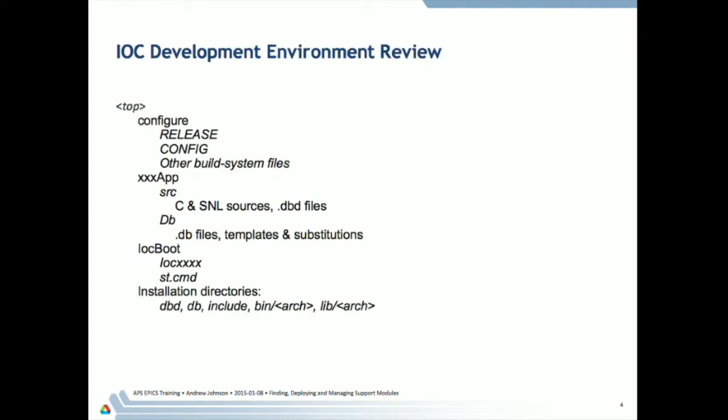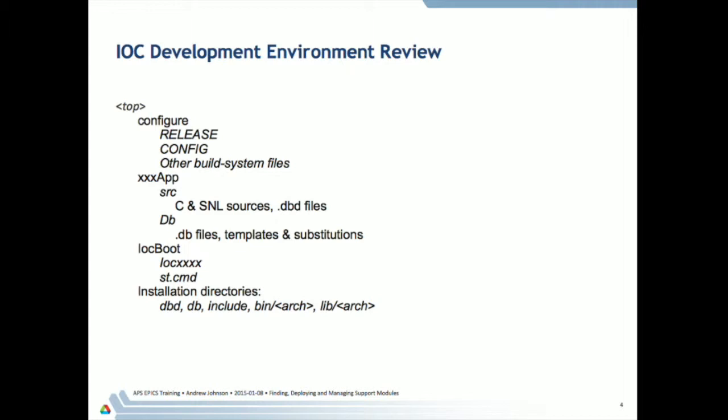Let's quickly review then what our IOC development environment looks like. For those of you who were in the IOC development course, we have things in a top area. We call this thing a top. Basically, it's a collection of directories and files that we develop the code in. There's a configure directory inside top, which contains a couple of important files, the RELEASE file and CONFIG_SITE, more nowadays. And there are other files in that directory that are associated with the build system.